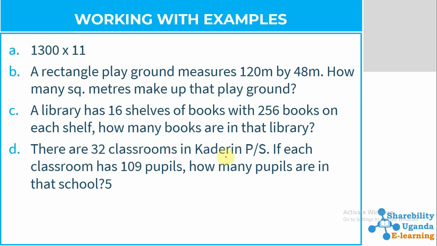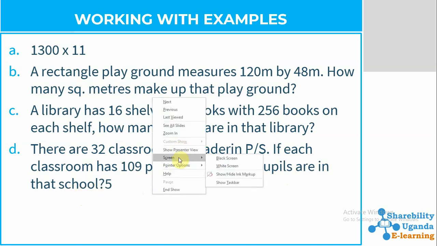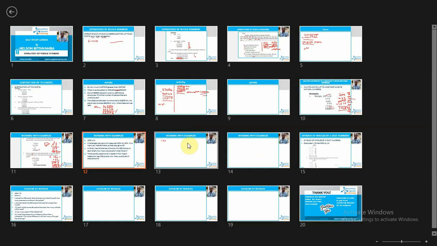Okay, that is in this school, and they are saying that each classroom has 109 pupils. Each has 109 pupils. Then they are asking how many pupils are in that school. We have a classroom of this. Then let's come and find where to work our number from here.